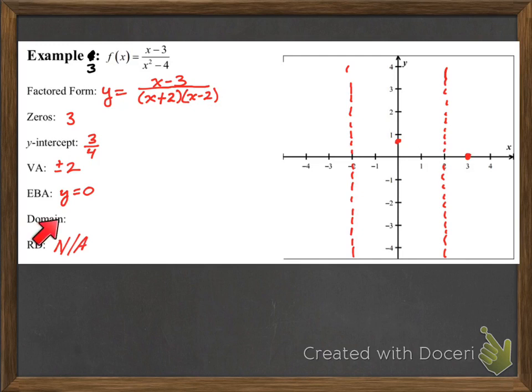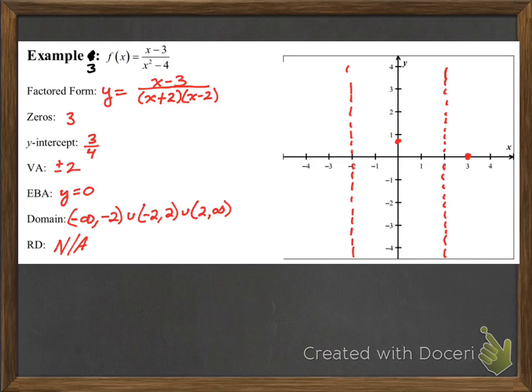Now your domain. Your domain is going to be everywhere that your graph exists. So we're going to have some graph here. We're going to have something in between the asymptotes and have stuff after the asymptotes. So it's essentially everywhere except where the asymptotes are. So that means your domain would go from -infinity to -2, union -2 to +2, union +2 to positive infinity.